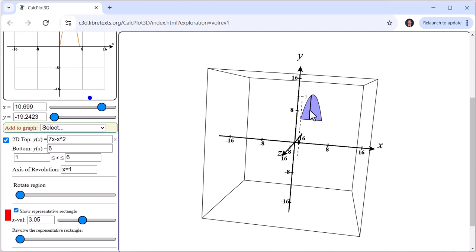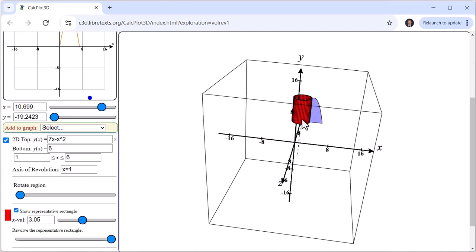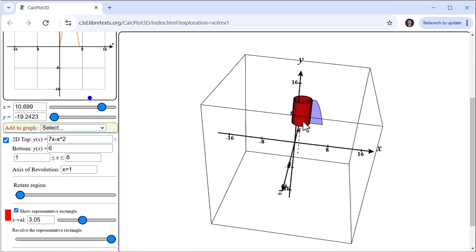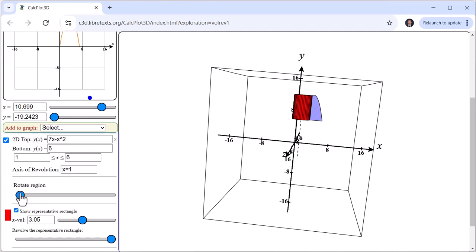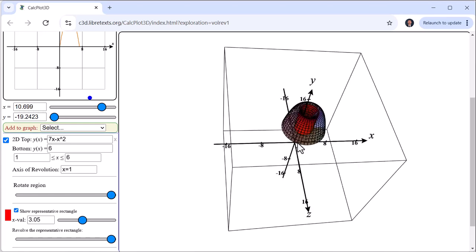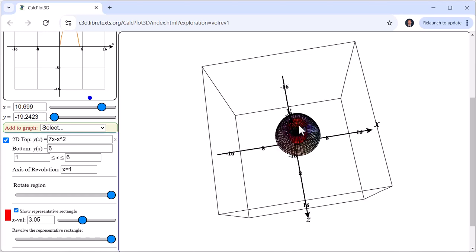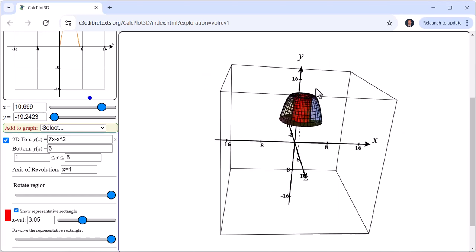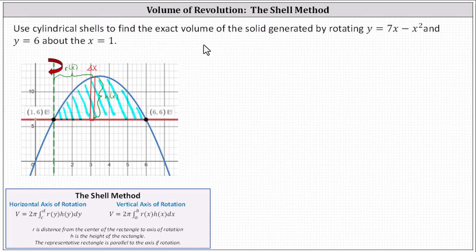And now if we rotate this representative rectangle, we'll see one shell of the volume, which is why this is called the shell method. So here we see one red shell, or cylindrical shell, of the volume. If we rotate the area again, we can see both the solid as well as the shell. Going back to our work, again we're using the formula volume V equals 2 pi times the integral from a to b of r of x times h of x dx.